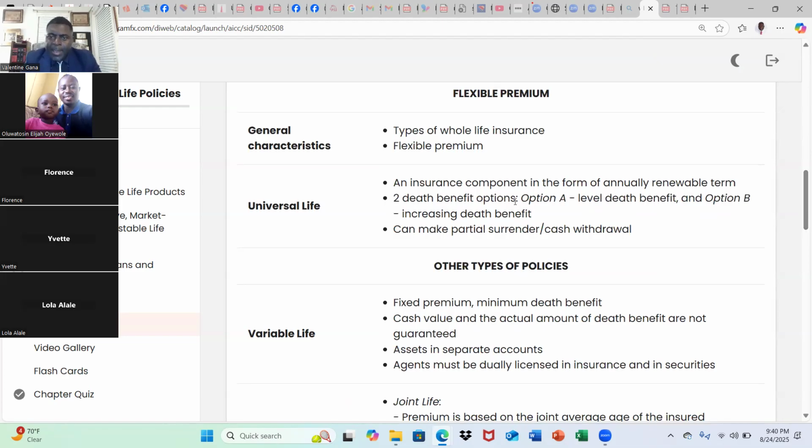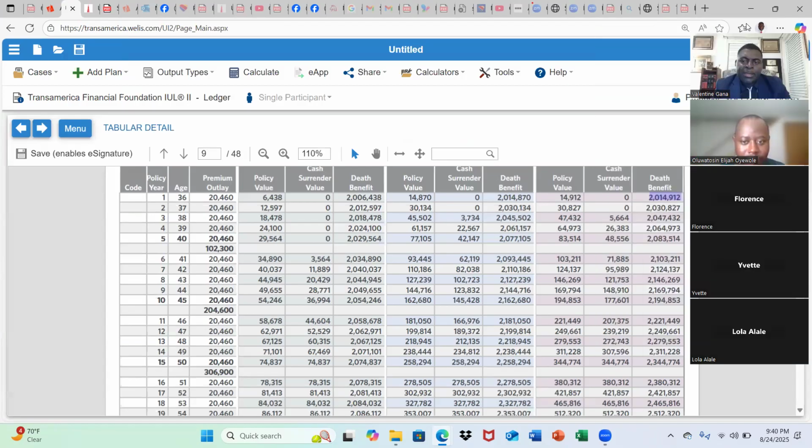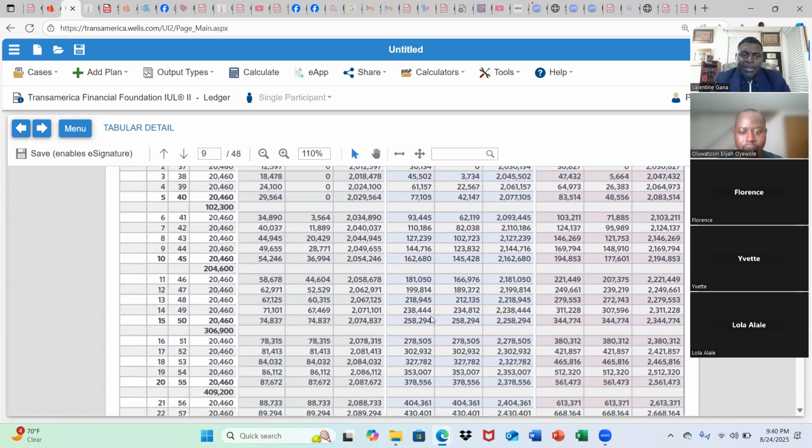If you look at here, they say option A is level, option B is graded, increasing death benefit. If you look at that illustration that we ran, see the death benefit is increasing, this is graded. It's a graded policy. Graded just means there's a good balance between increase of your death benefit and increase in your cash value.